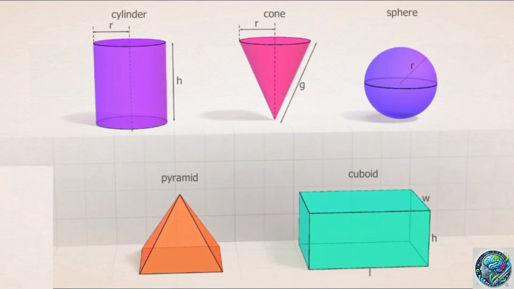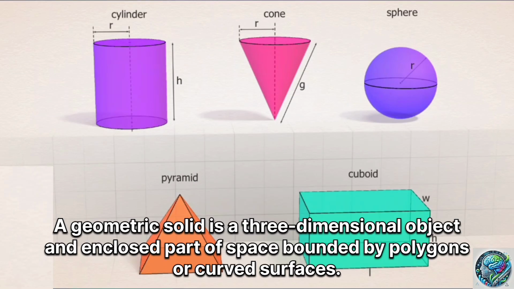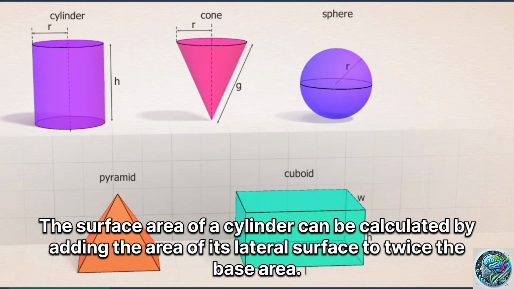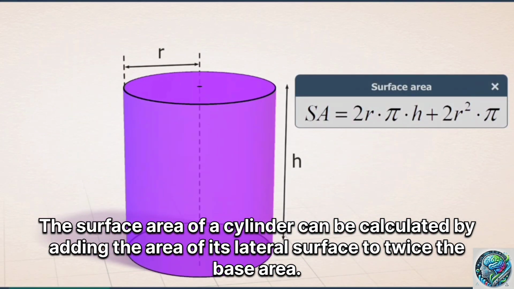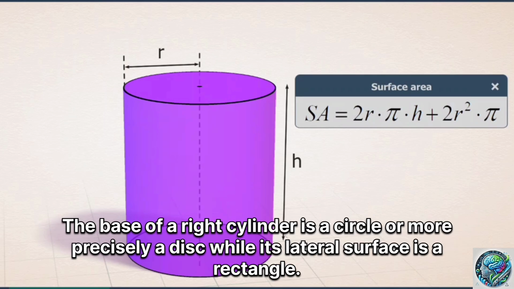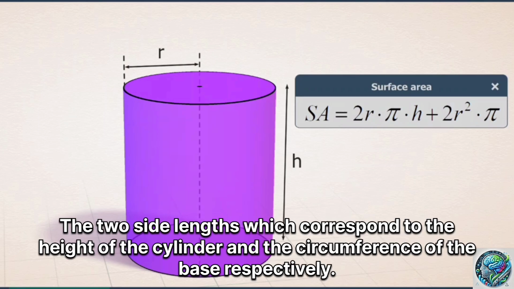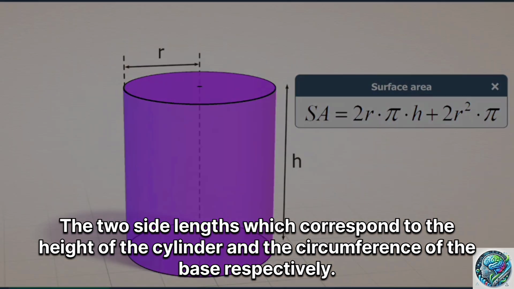A geometric solid is a 3-dimensional object, an enclosed part of space bounded by polygons or curved surfaces. The surface area of a cylinder can be calculated by adding the area of its lateral surface to twice the base area. The base of a right cylinder is a circle, or more precisely, a disk, while its lateral surface is a rectangle, the 2 side lengths, which correspond to the height of the cylinder and the circumference of the base, respectively.